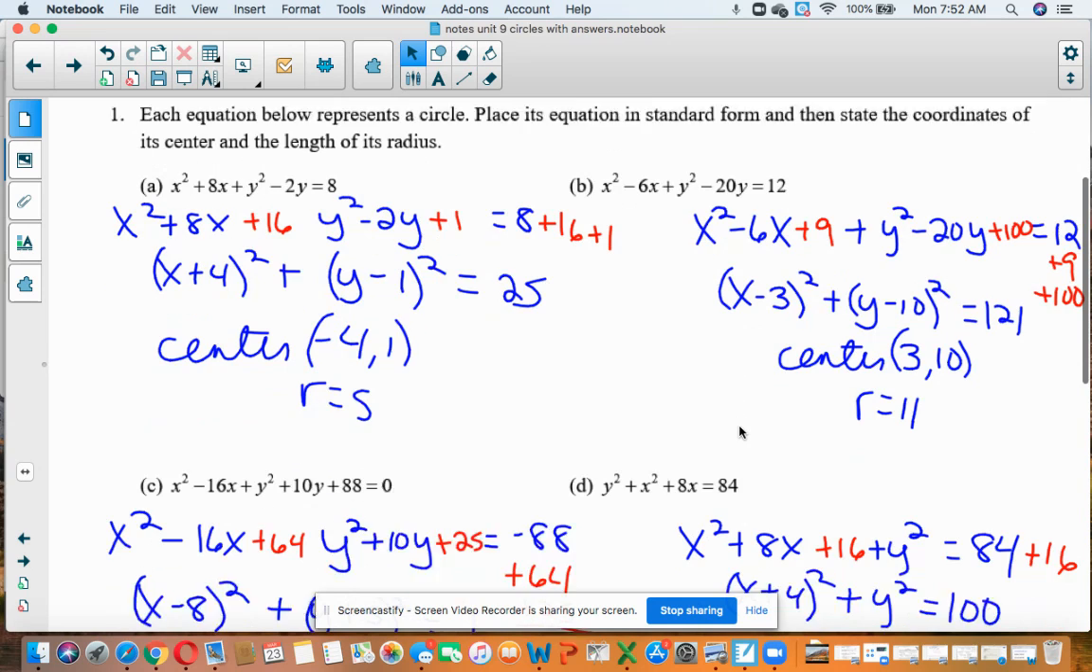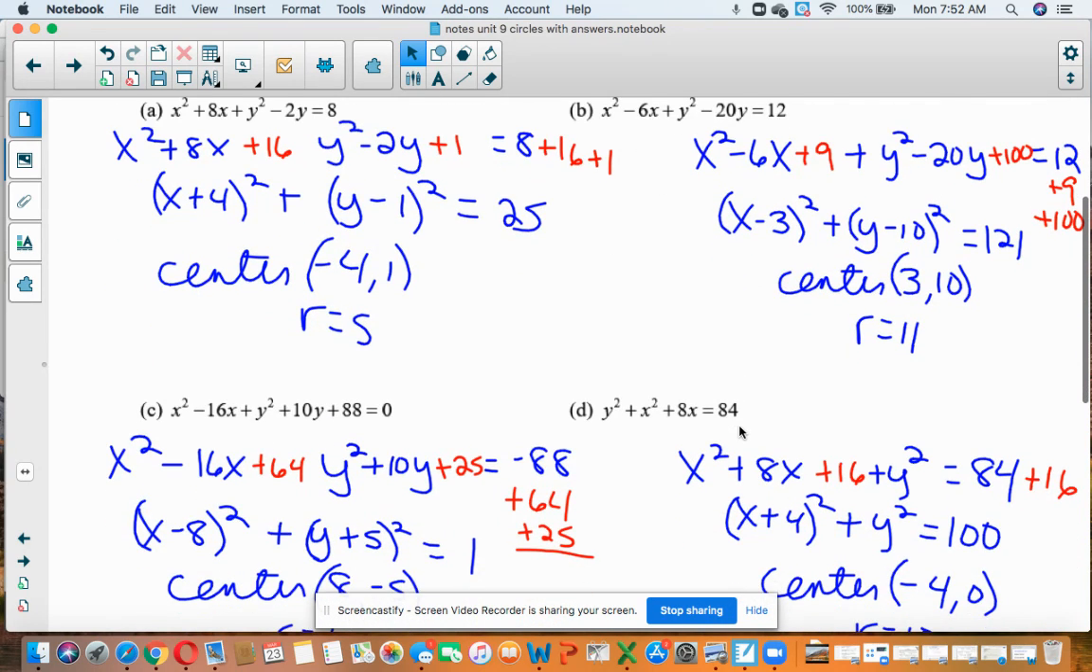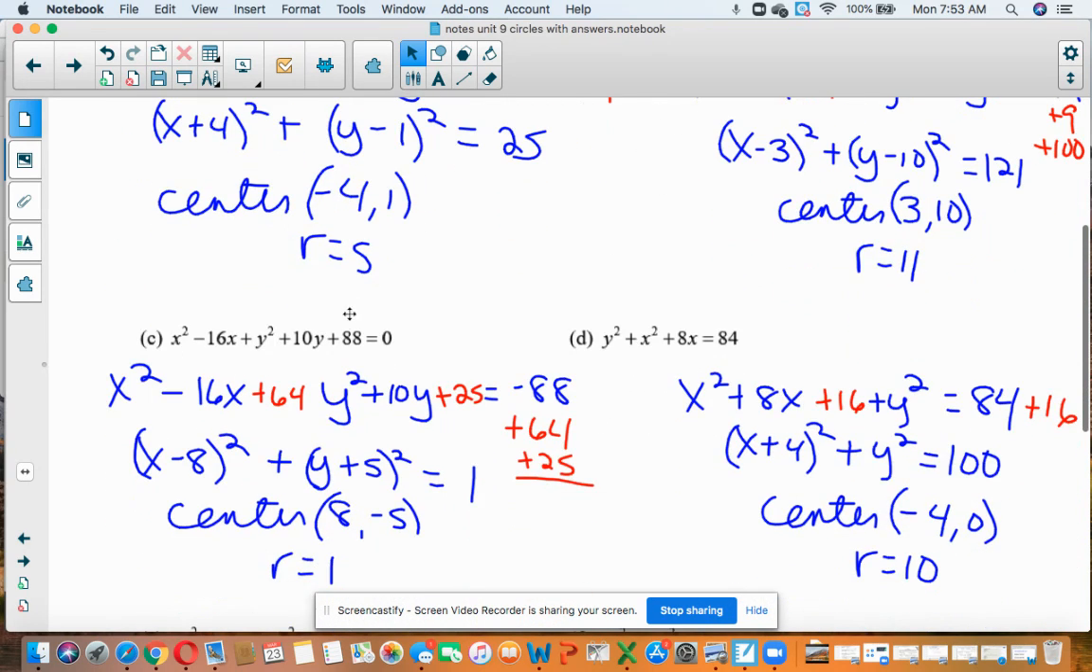Okay, so on C right here, the only difference that might be a little bit trickier is that I had to first take this 88 and move it over to the right. I sort of want a clean slate on the left. I just want x squared minus 16x, and I want y squared plus 10y. I don't want any single numbers. So I took that 88 and moved it over to the right, and it became the -88.